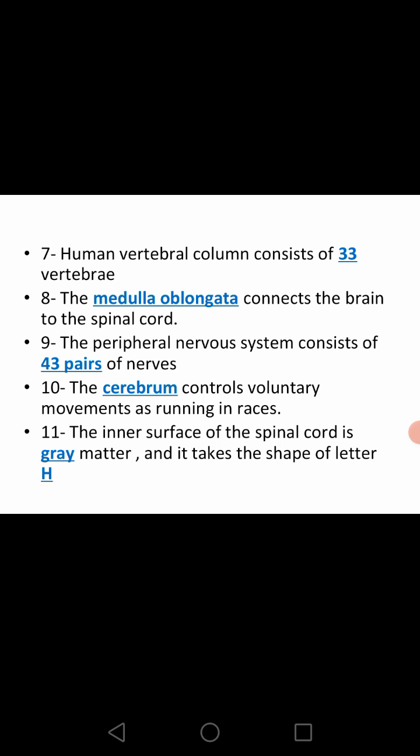Number 11. The inner surface of the spinal cord is what matter? Gray matter, and it takes the shape of the letter H. Spinal cord, its outer surface is white matter and its inner surface is gray matter.